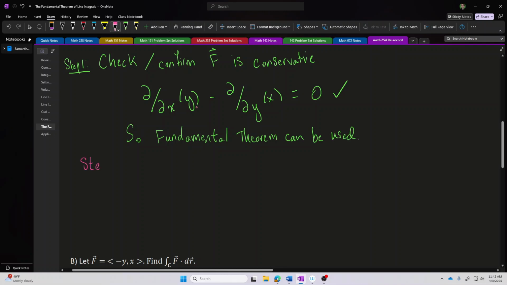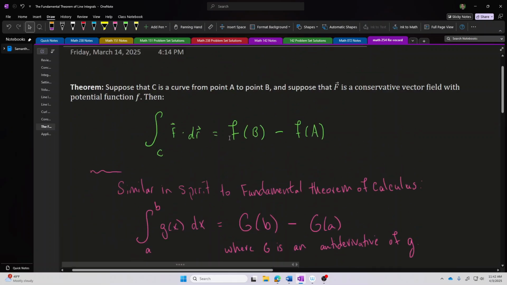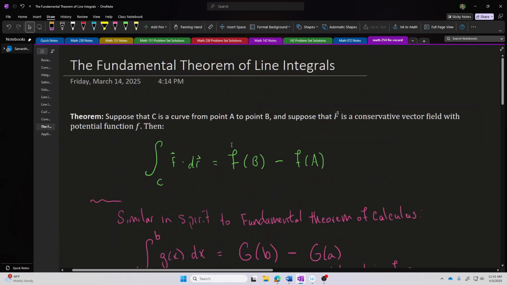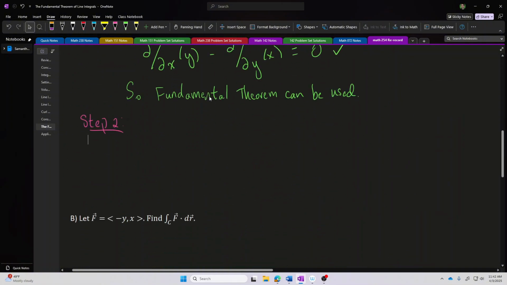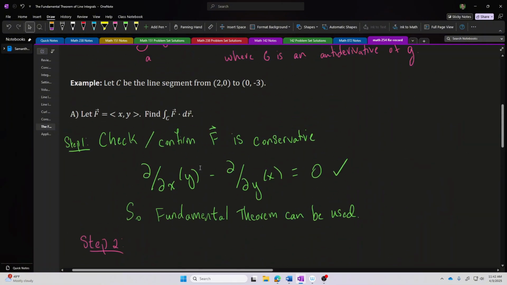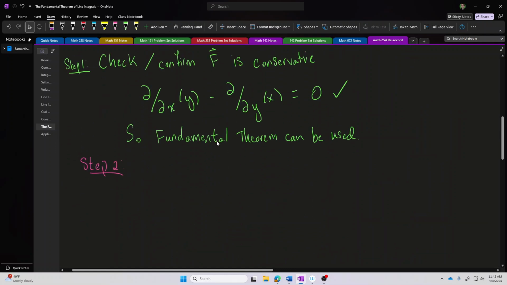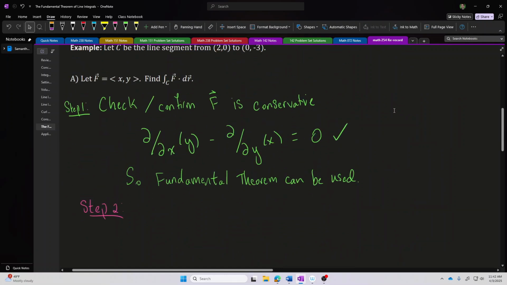Now, to use the fundamental theorem of line integrals, I need to have access to this potential function, lowercase f, that appears on the right side of the formula. So step number 2 in the process of calculating this line integral using this method is to go ahead and find that potential function for the vector field.